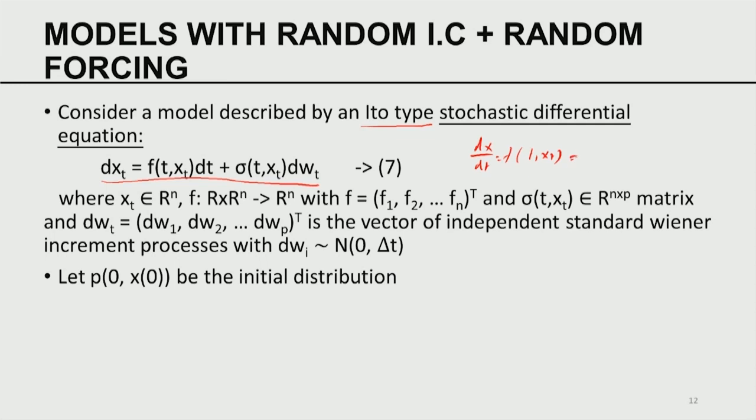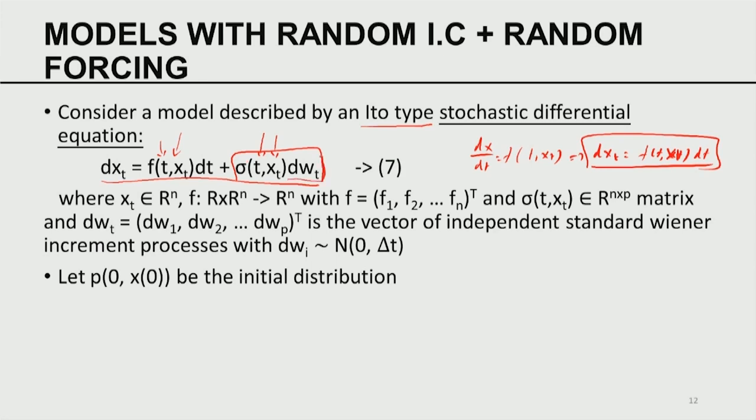f of t of x of t. So f of t of x of t can now be written in differential form as f of t of x of t times dt. So this is the deterministic part, this is the random part. Sigma t x t is a state dependent function. This is again a state dependent function. The state dependent function can also explicitly depend on time. Sigma could be a complex nonlinear function of both time and state. F could also be a complex nonlinear function of both time and state.